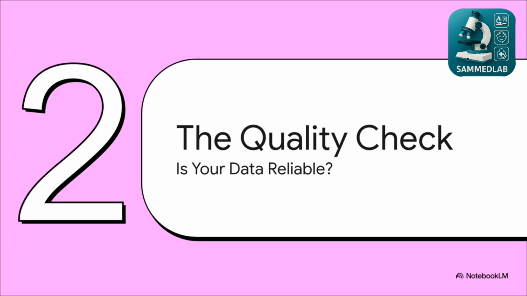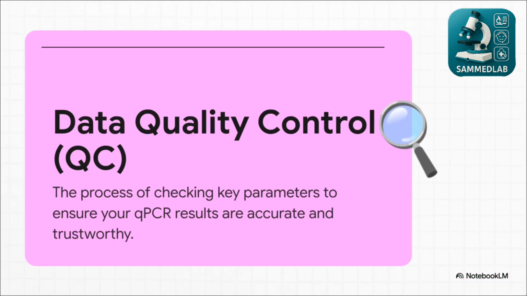So we've seen the data, right? But before we get too excited and start drawing conclusions, we have to do something critical. Think of it like proofreading your work. We have to make sure the data is actually reliable. This step is called data quality control, or QC. And really, it's just a series of automated checkpoints. The software scans key parameters, looking for anything that seems unusual or unreliable. This gives you the confidence that your final conclusions are built on a solid, trustworthy foundation.